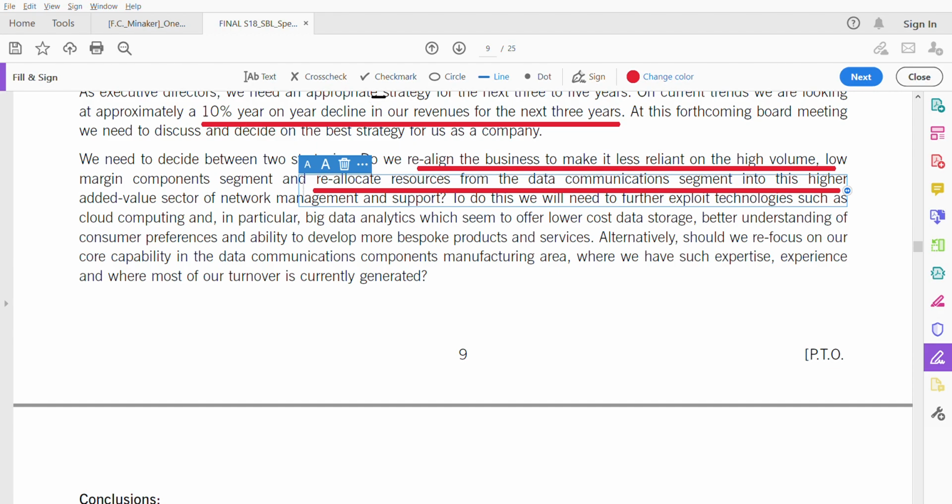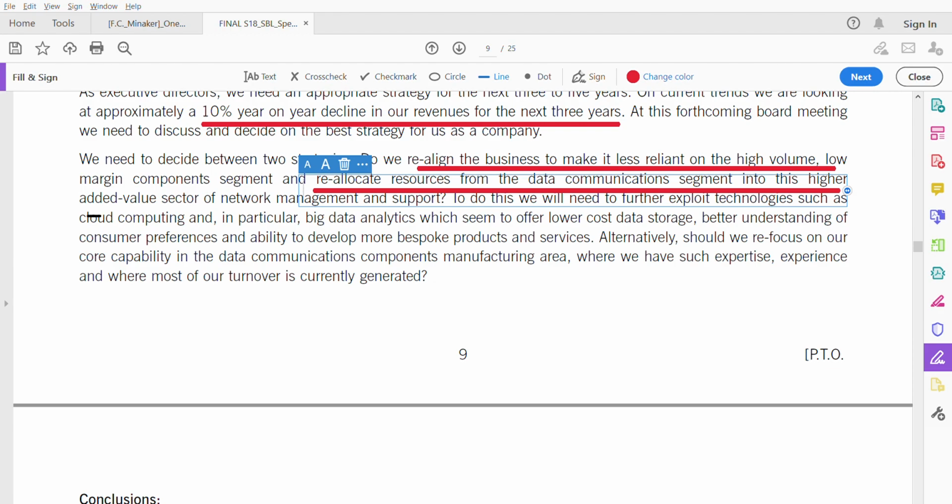To do this, we will need to further exploit, it's under that red line, I think you can see it clearly, technologies such as cloud computing and in particular big data analytics, which seem to offer lower cost data storage.